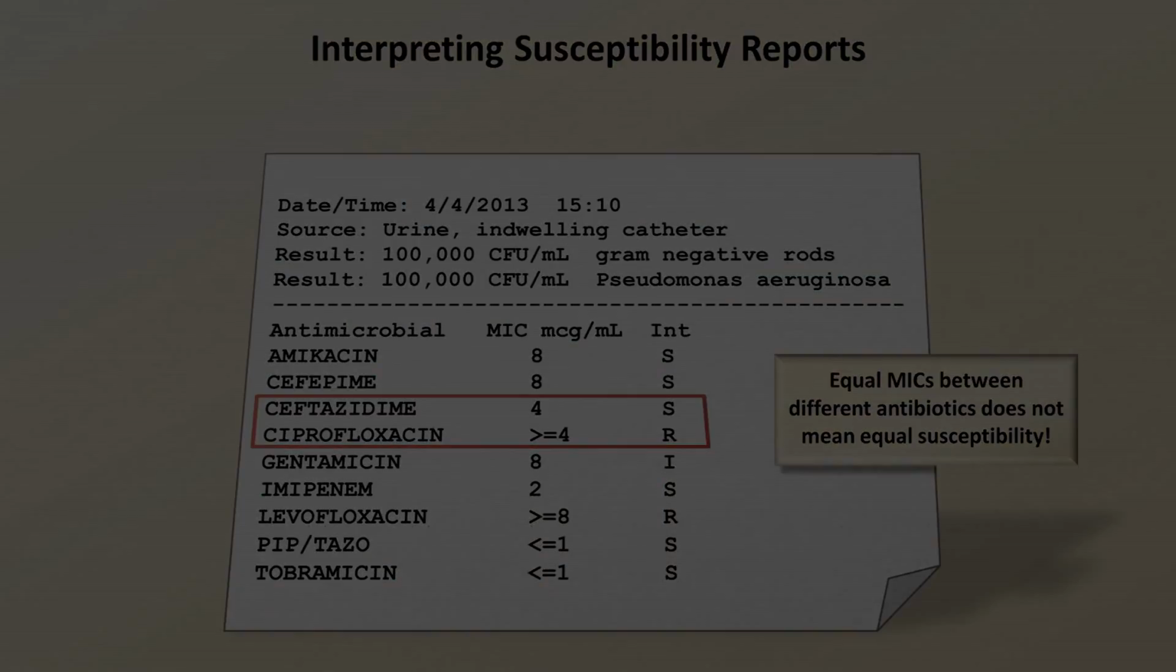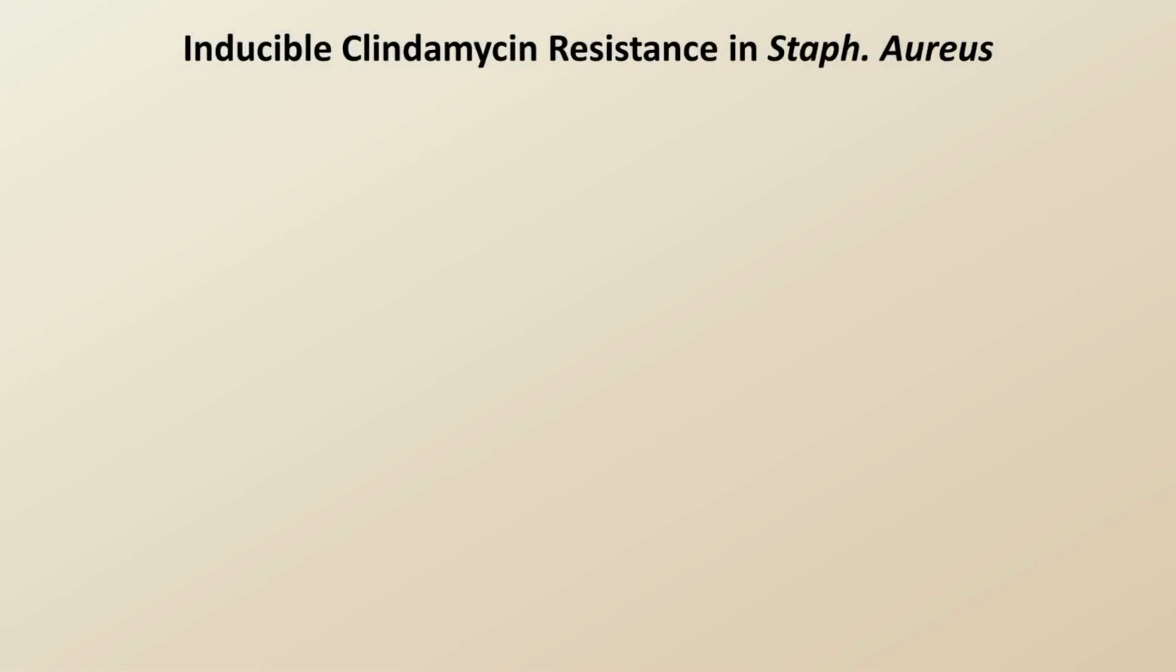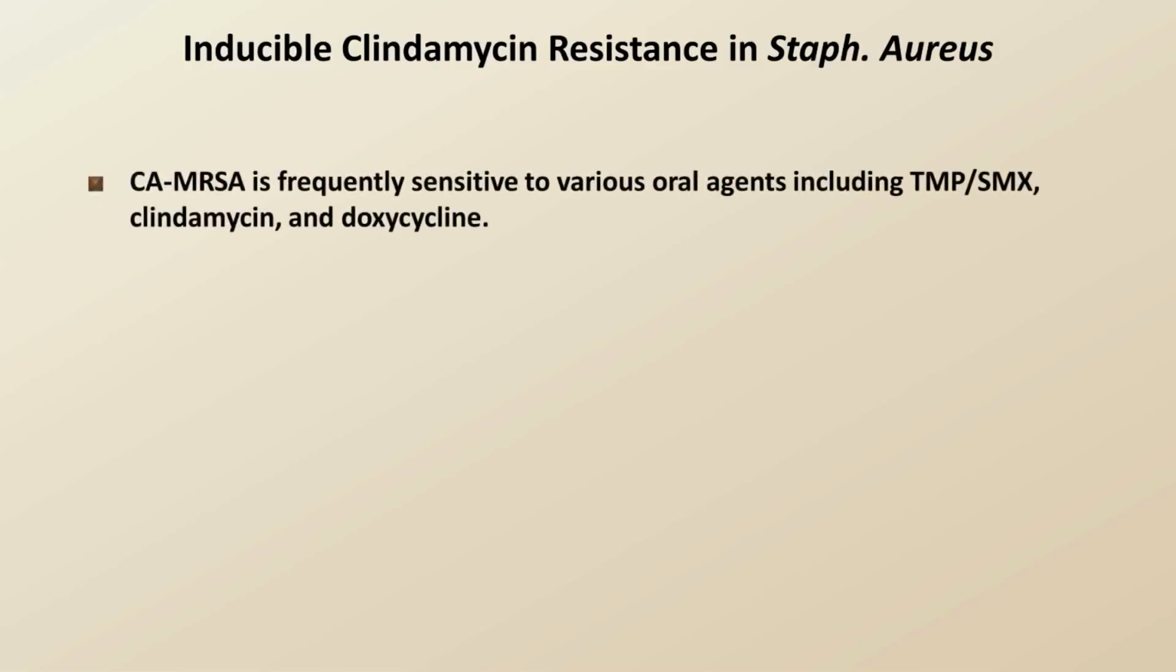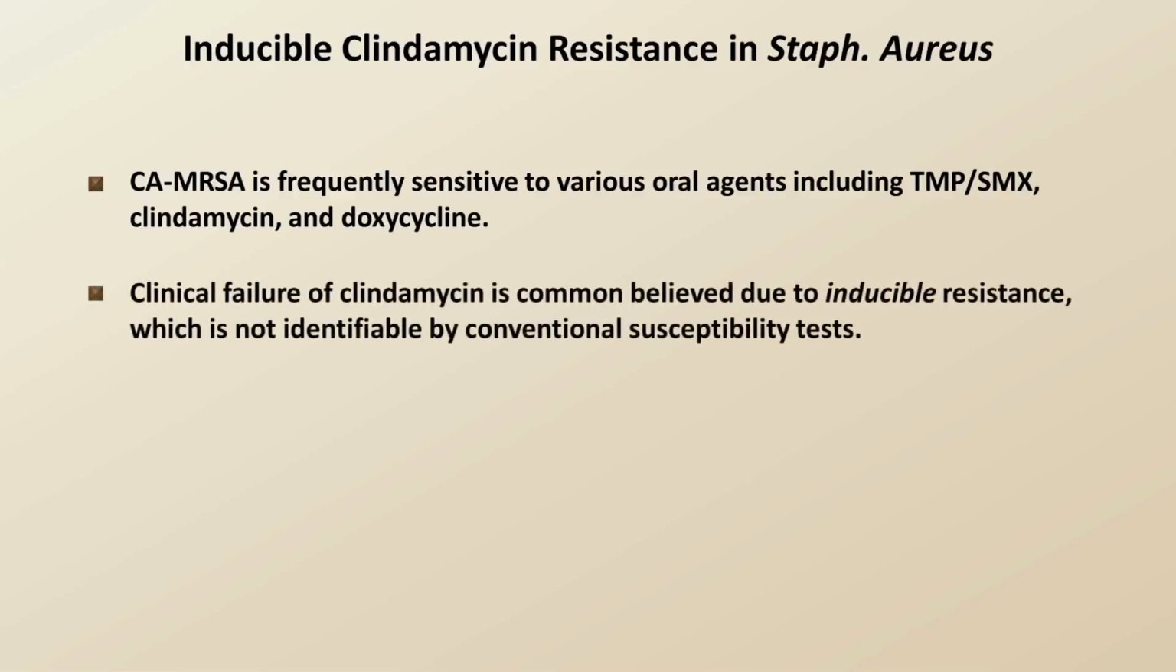There is one more very specific antibiotic susceptibility issue that I need to discuss. That is inducible clindamycin resistance in Staph aureus, specifically in MRSA. In contrast to healthcare-associated MRSA, community-acquired MRSA is frequently sensitive to various oral agents, including trimethoprim sulfamethoxazole, clindamycin, and doxycycline. Clinical failure of clindamycin is commonly believed due to inducible resistance, which is not identifiable by conventional susceptibility tests.